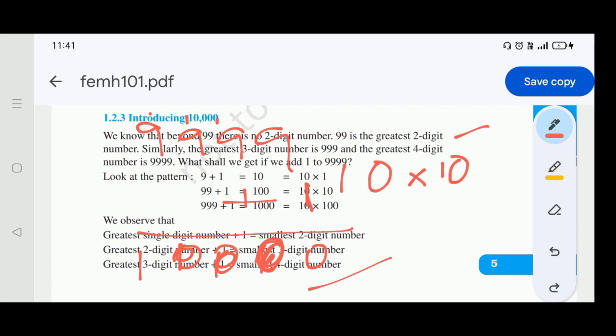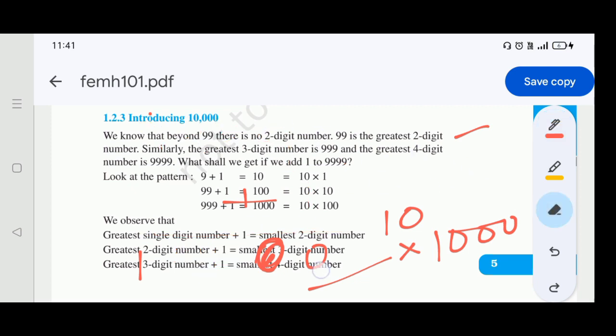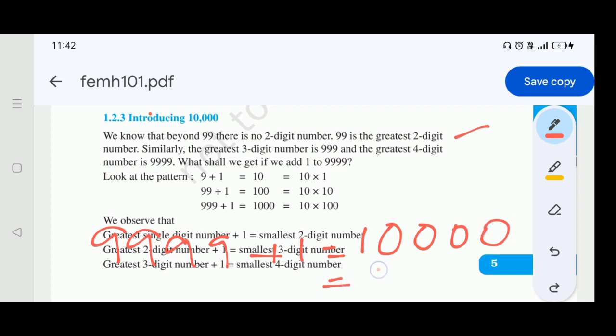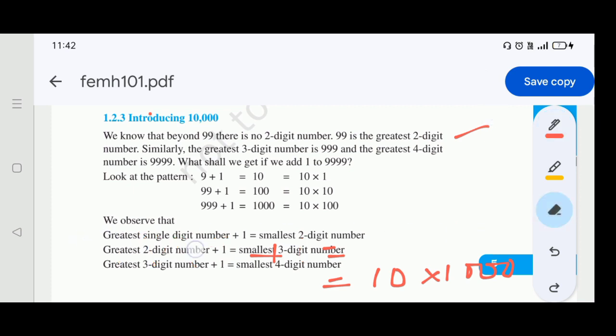So we can write 10,000 as 10 into 1000, right? So we can write 9999 plus 1 is equal to 10,000, which is equal to 10 into 1000. So from this we can draw some conclusions.